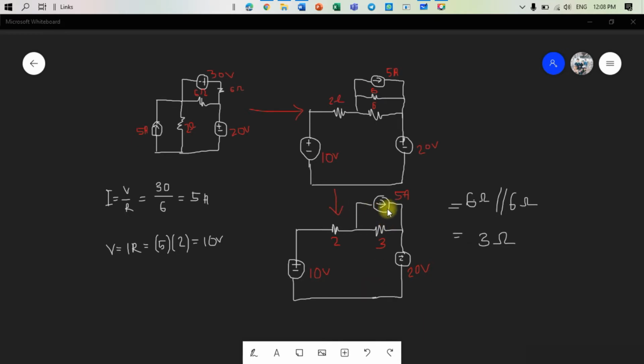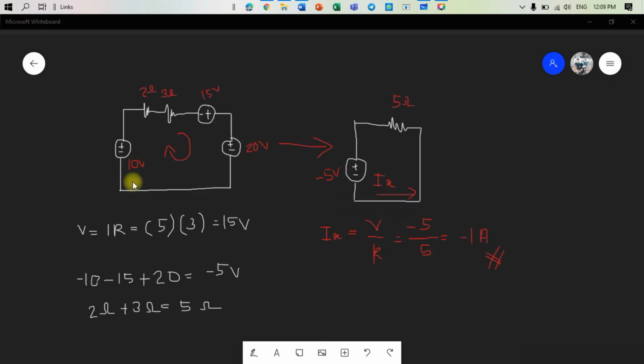We can change the source using source transformation. We can change this current source to a voltage source to make the source in series with all this resistor. So the circuit we will get is like this, which is 15 volt. We get it from the 5 ampere current source times the 3 ohm, and we will get 15 volt, and automatically the source will be in series with the resistor.